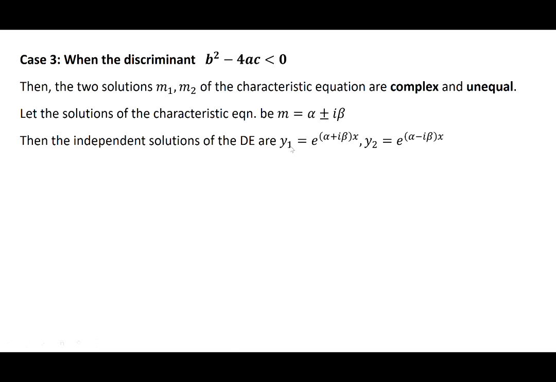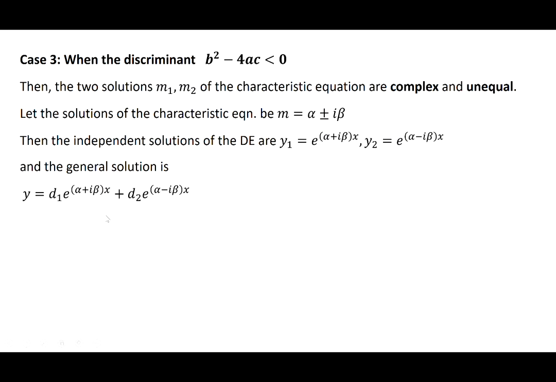So that means the first solution of the differential equation is e raised to alpha plus i beta times x, and y2 is e raised to alpha minus i beta times x. Because the exponents are unequal, these two are linearly independent solutions. Cool? And so the general solution happens to be d1 times the first solution plus d2 times the second solution.